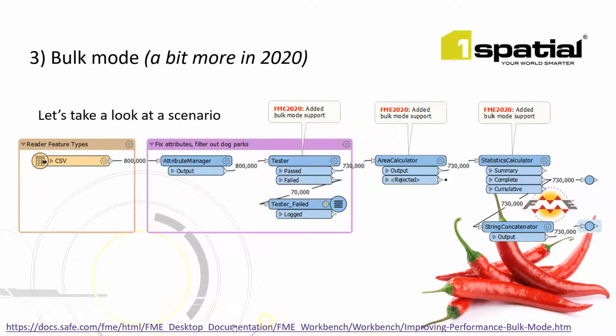There is a document here. It's a long URL, but basically it's improving performance bulk mode. It's a long URL, but if you just go and look in the FME documentation for FME Workbench, you'll find an article that describes the bulk mode capability.